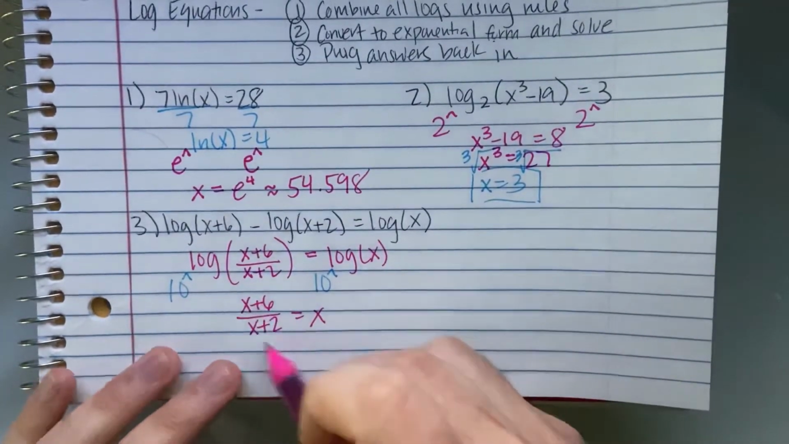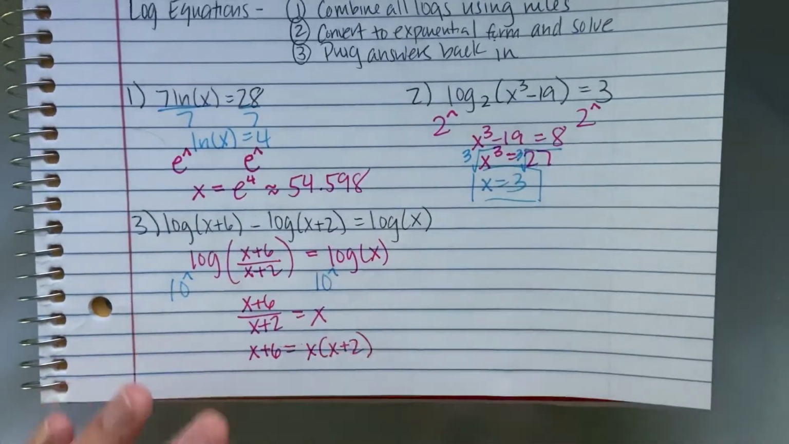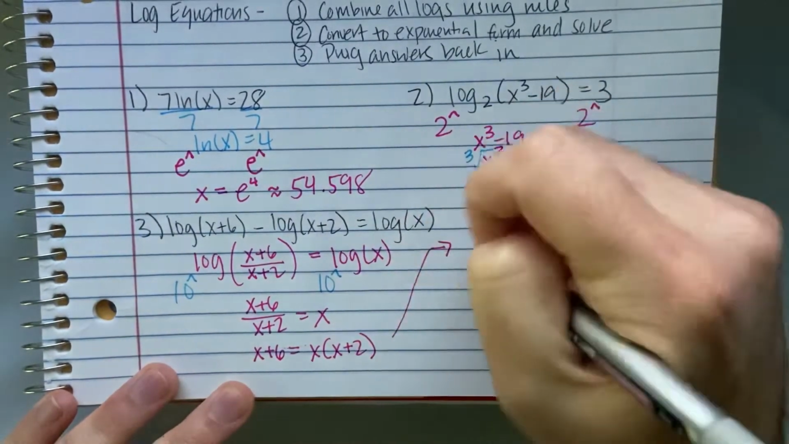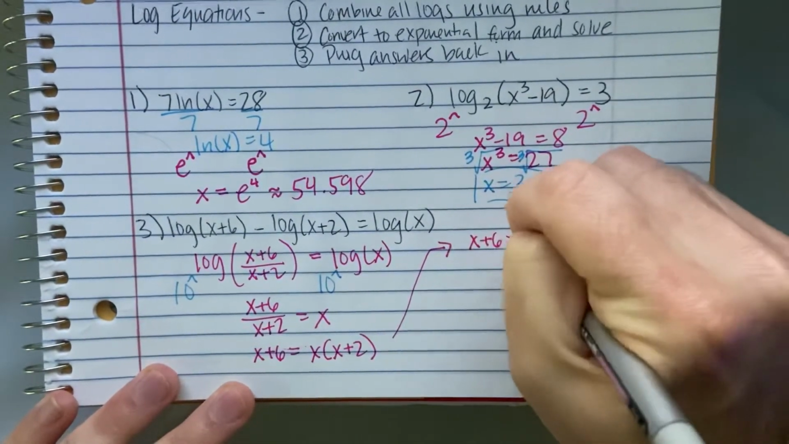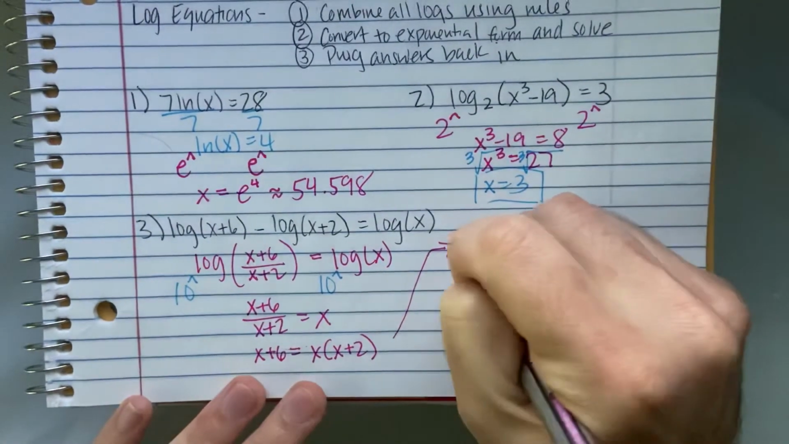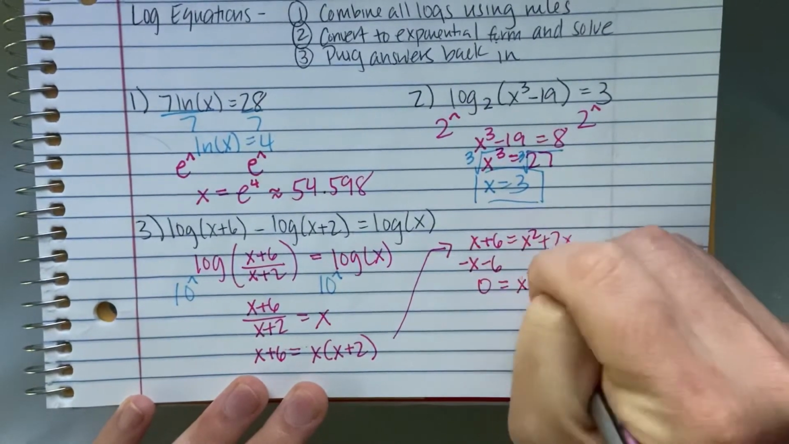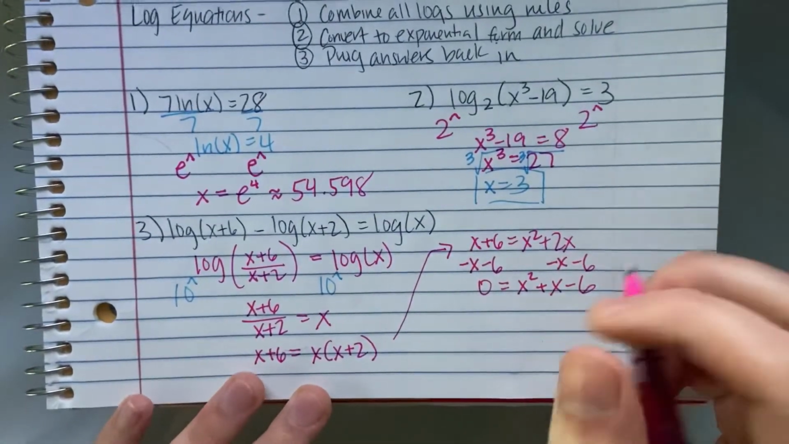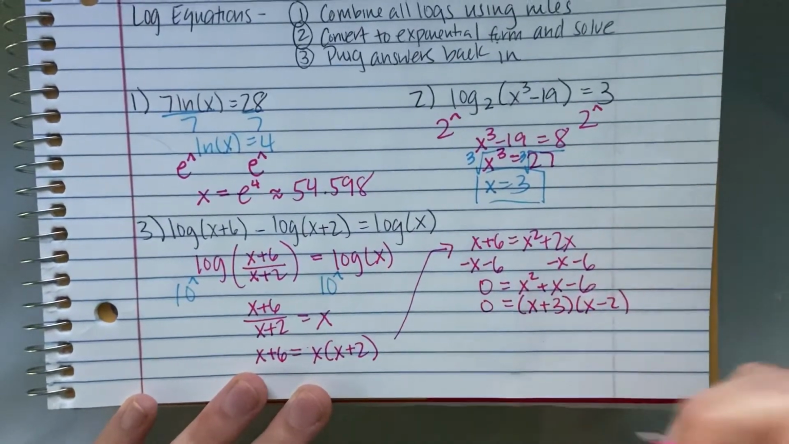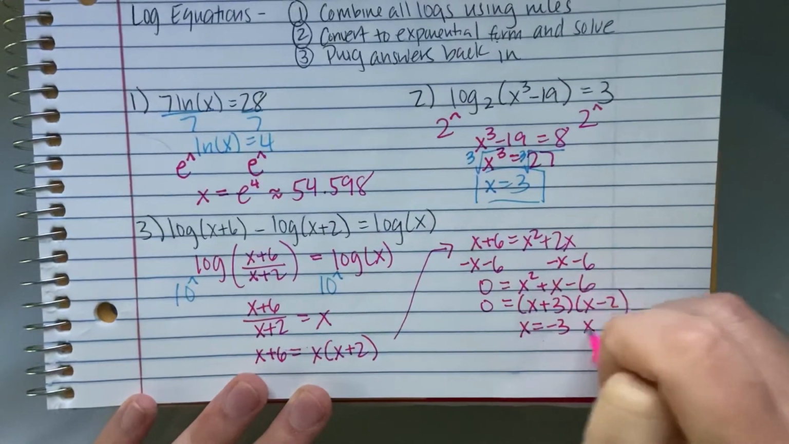Now to solve for x, I'm going to multiply the x plus 2 to the other side. So we get x plus 6 equals x times x plus 2, and I'm going to expand that by distributing the x. Now this is a quadratic. We see an x squared, so I need to move everything to one side. So I get 0 equals x squared plus x minus 6. Factor. That's x plus 3 and x minus 2. When I set those equal to 0, I get x equals negative 3 or x equals 2.